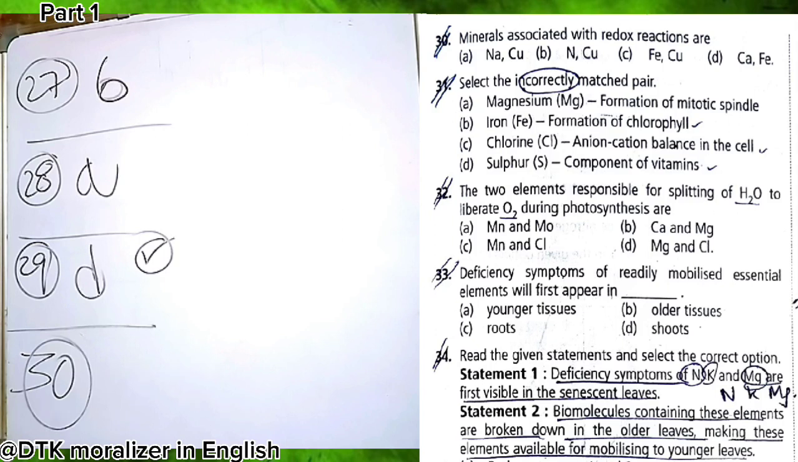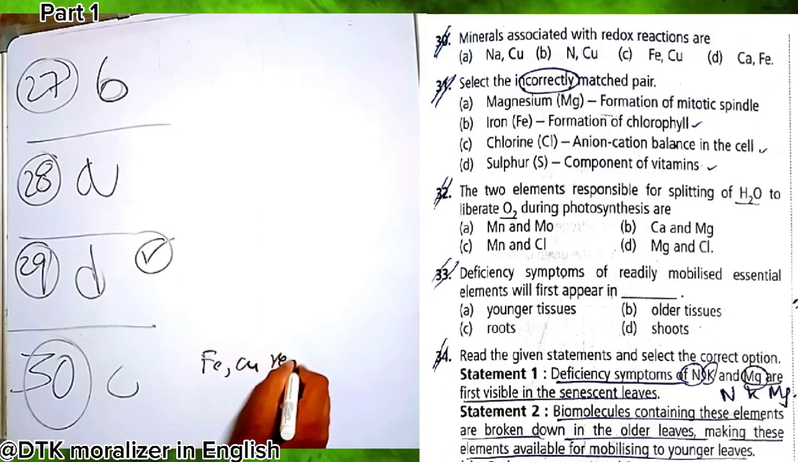Now question number 30. Minerals associated with the redox reactions are: sodium, copper; nitrogen, copper; iron, copper; calcium, iron. So here, for redox reaction, it is an informative question. It is not in the NCERT, I think. So option C is right here. Iron and copper are involved in redox reactions in Calvin and other cycles.